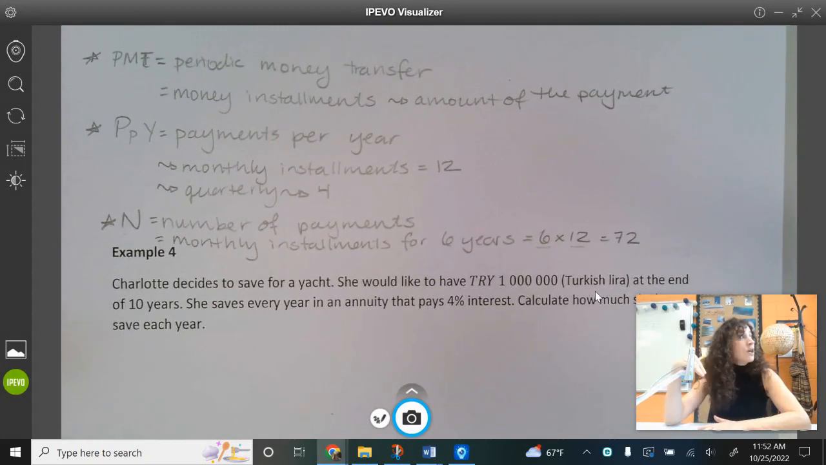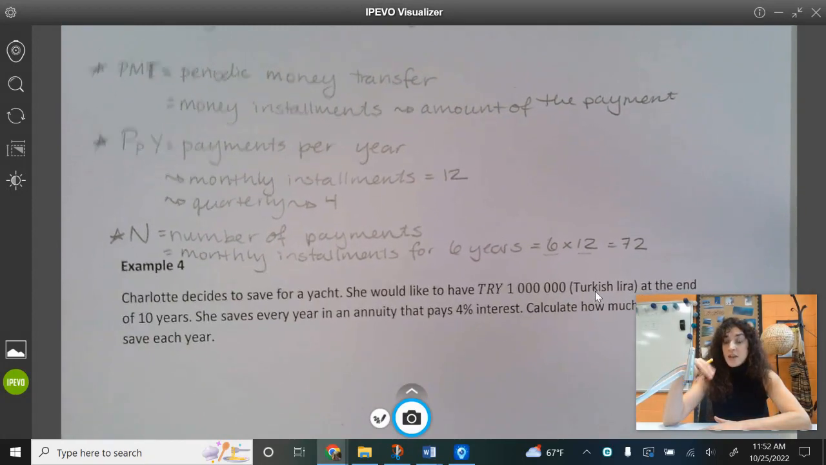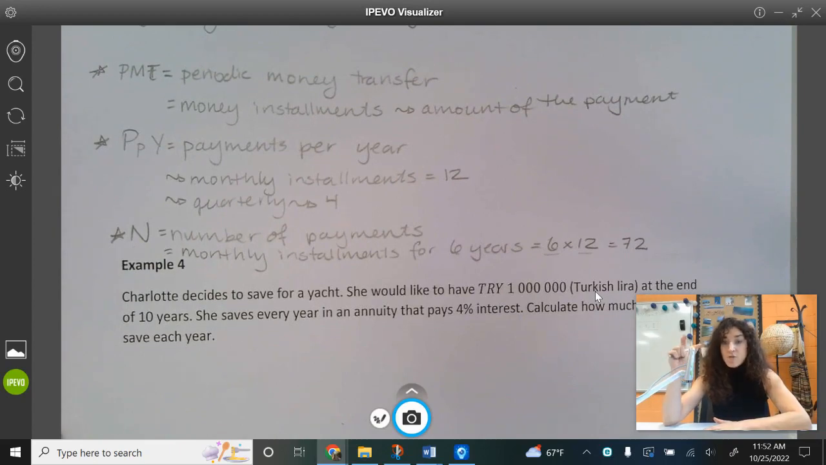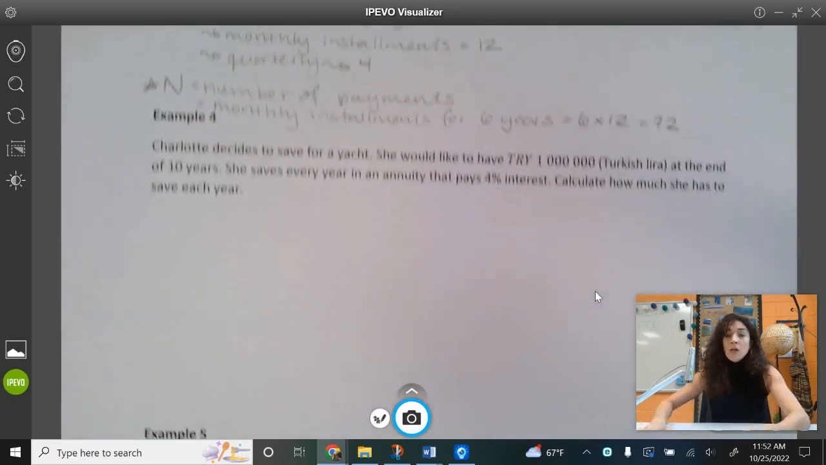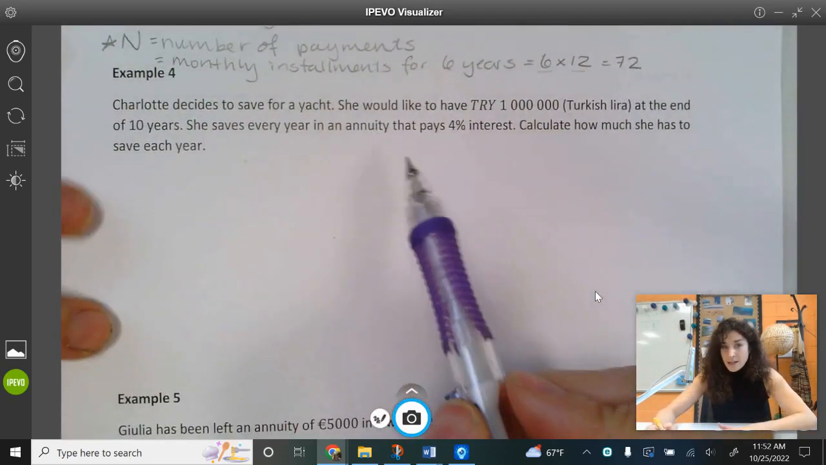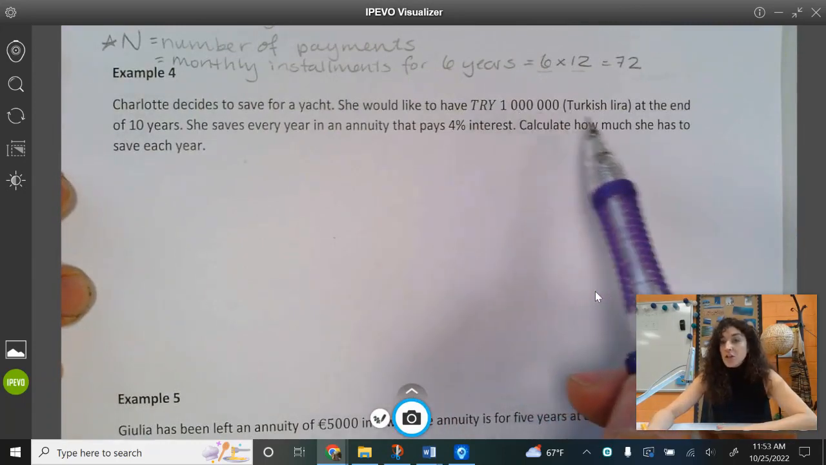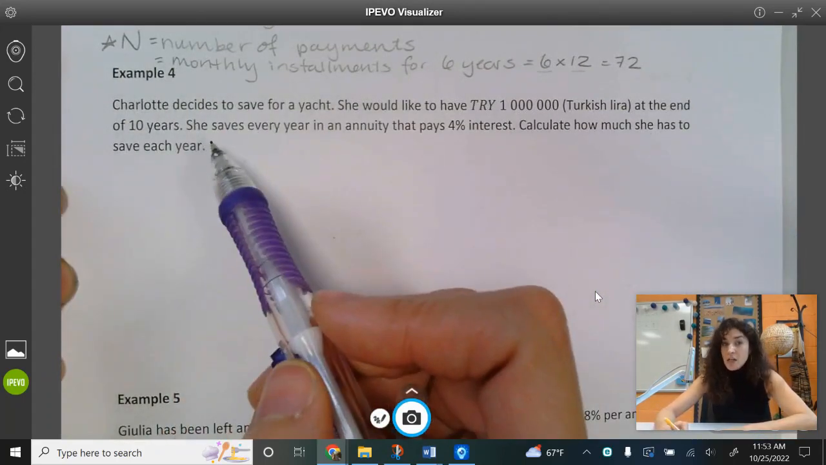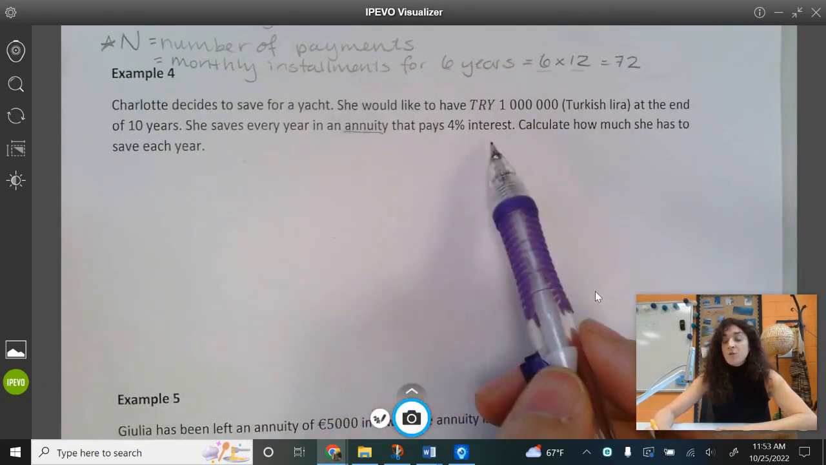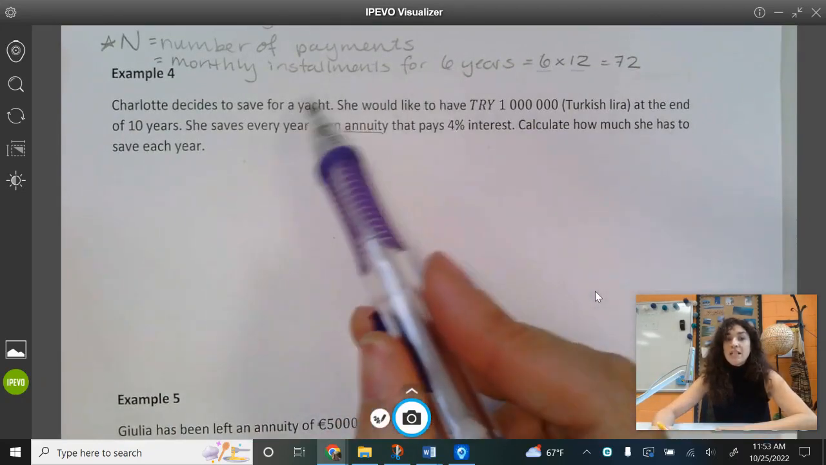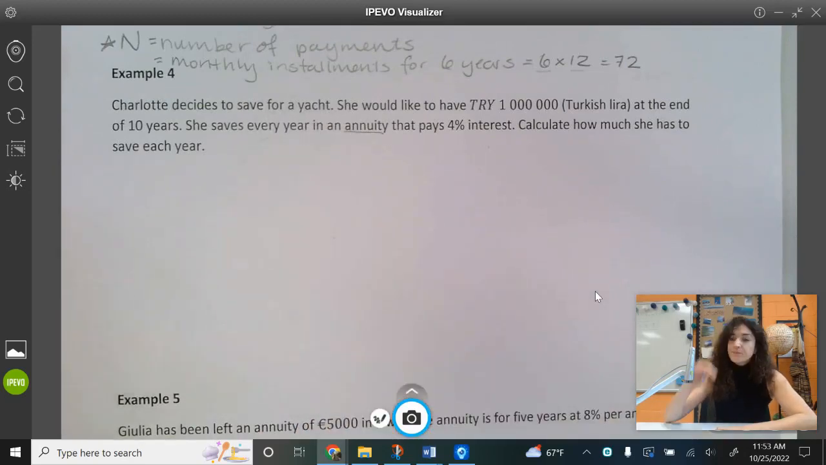So those are the three things that change. And we'll need to keep that in mind if it's switching from just regular compounding to when we have any sort of idea of a payment in our problem. So Charlotte decides to save for a yacht. She would like to have a million Turkish lira at the end of 10 years. She saves every year in an annuity, so that's how we know it's an annuity, that pays 4% interest, to calculate how much she has to save each year. Okay. We know it's an annuity because it said an annuity.